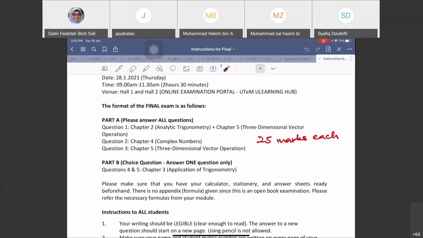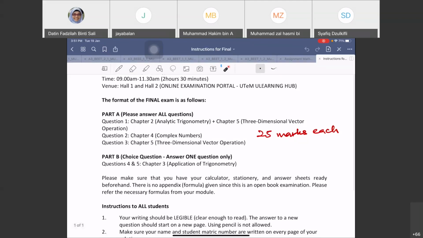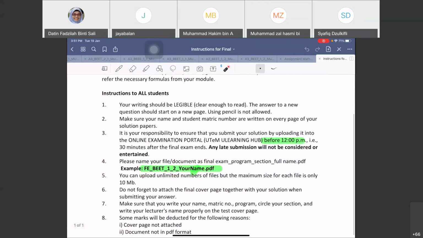Now it is similar to the test, where it is your own paper. Make ready your own answer sheets. We put the similar instructions as before.